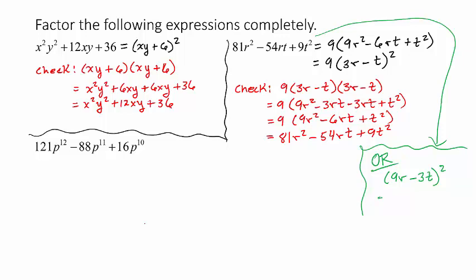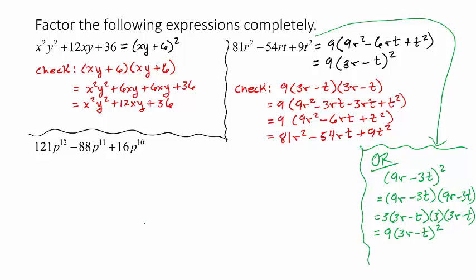Well, I'm going to come down here. If you think about 9r minus 3t times 9r minus 3t, you can factor a 3 out of both of those, right? So I'm going to factor a 3 out of the first one. I'll be left with 3r minus t. And I'm going to factor a 3 out of the second one, and I'll be left with 3r minus t. And so 3 times 3 is 9, and then I've got 3r minus t quantity squared. So it's the same thing.